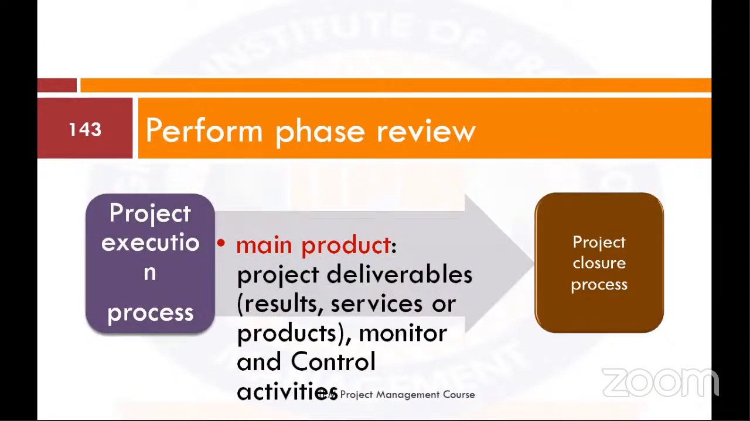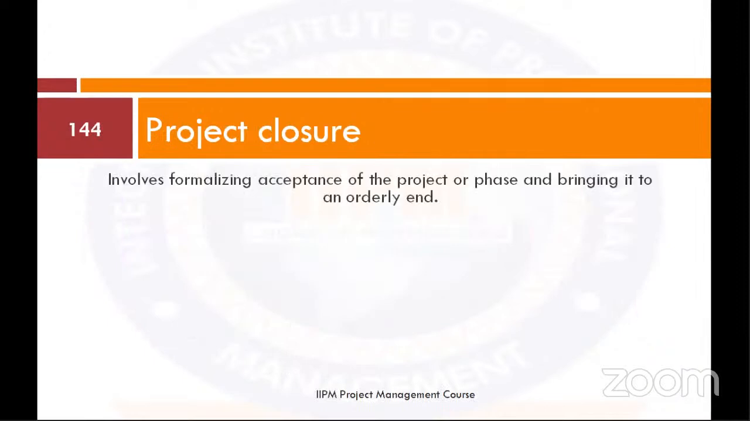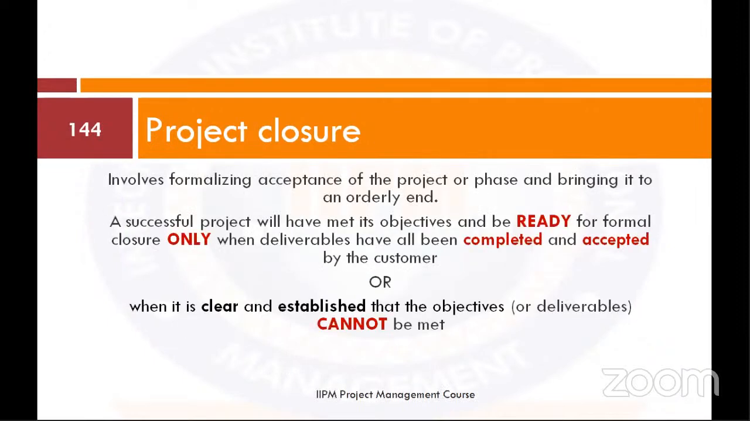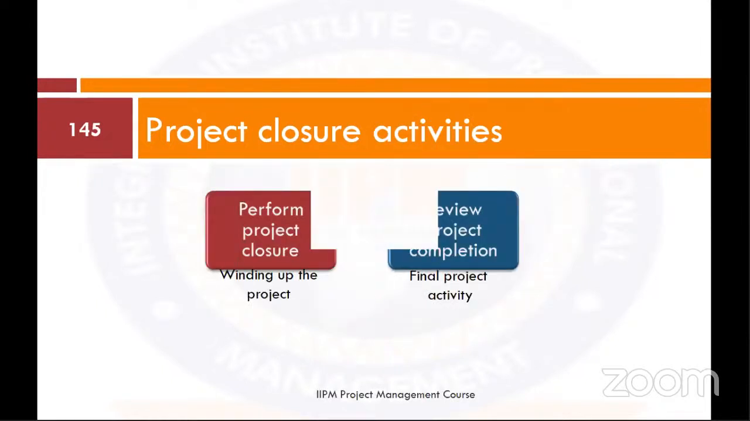By the time you're done with execution, your main product will be project deliverables, and then you can proceed to project closure. At project closure, we are simply formalizing what we planned for. Is it what we have? If that is it, then we can close. Else, the need for redo of the project may arise.